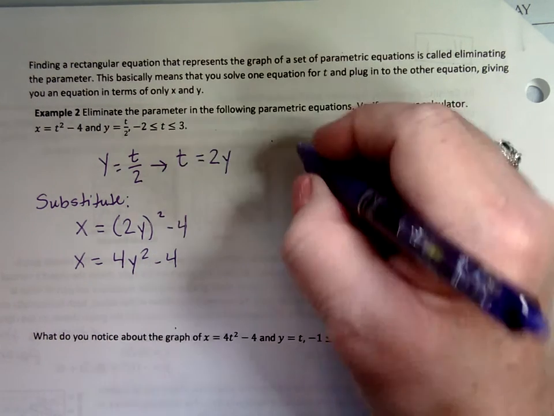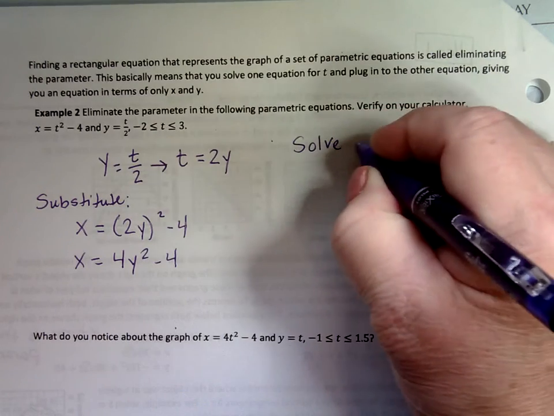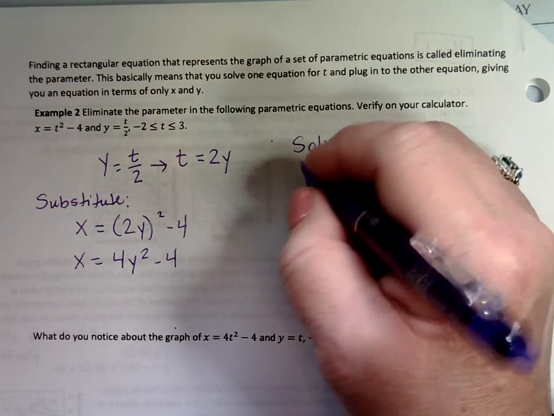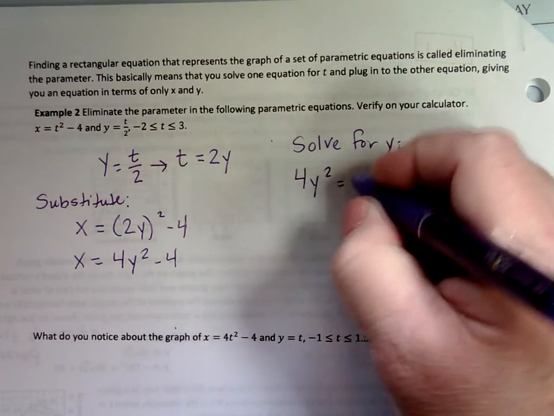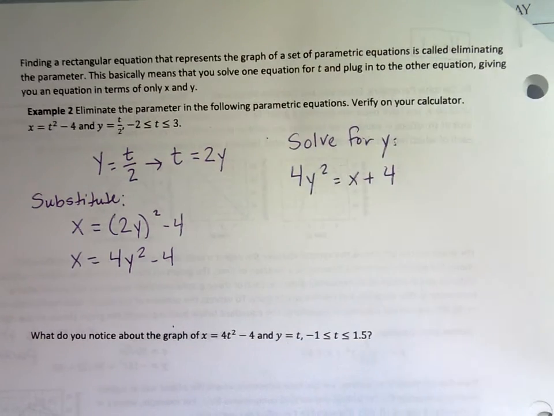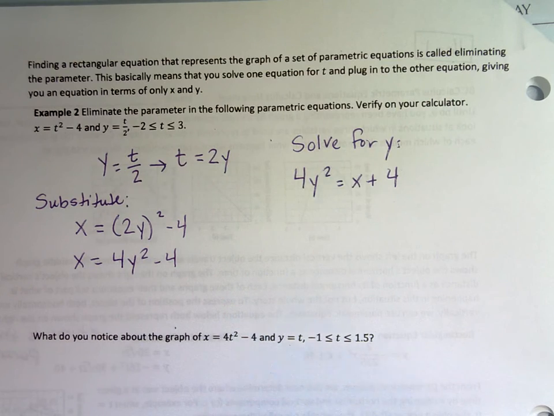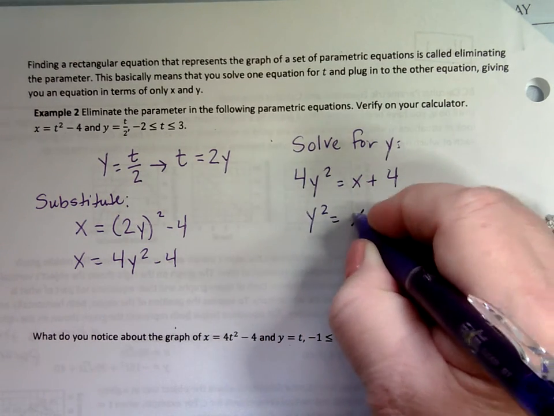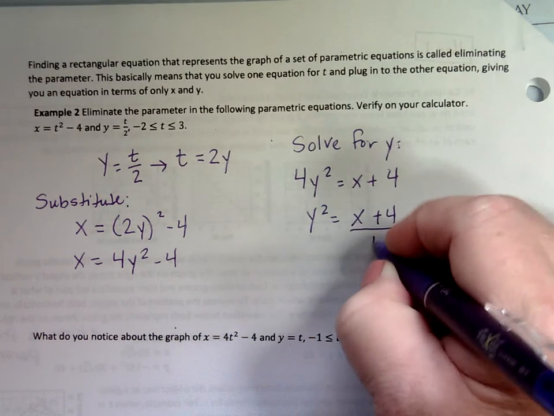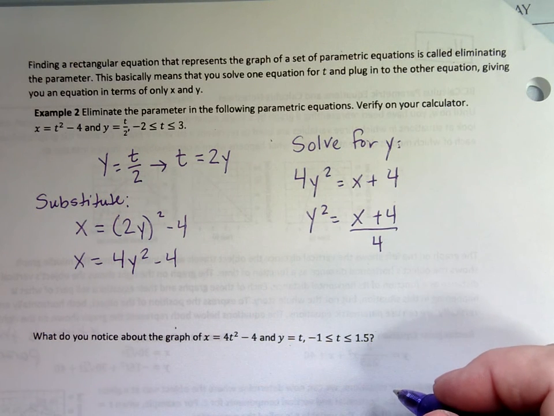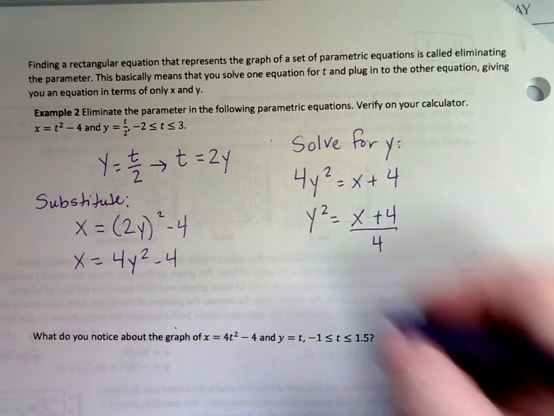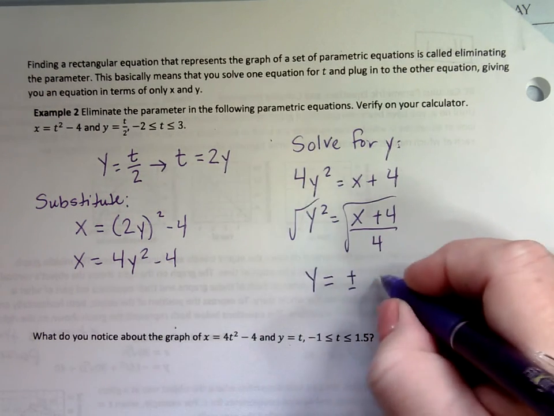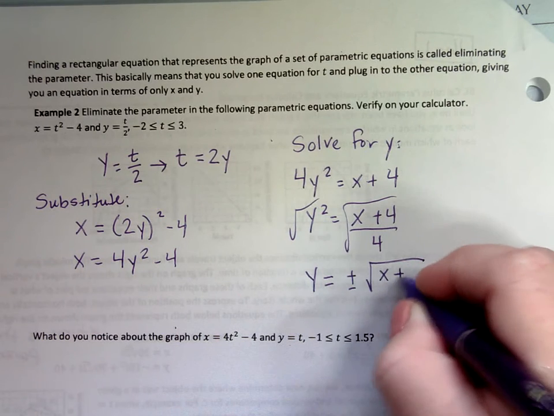The last thing you do is, normally we see our equation solved for y, and that's what we're going to do. There are a lot of different ways you can do this, but 4y squared equals x plus 4. I can take that 4 and divide it, so y squared equals (x plus 4) all over 4. And then to get y by itself, I have to square root both sides. That gives me y equals plus or minus the square root of (x plus 4) over 4.